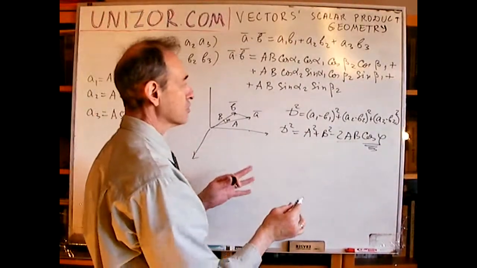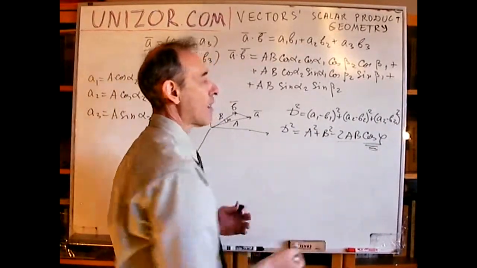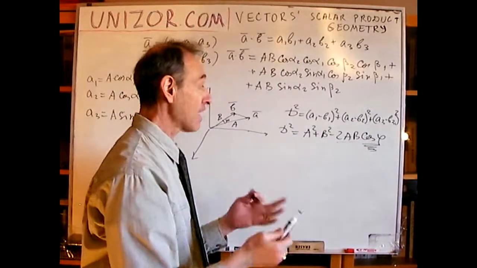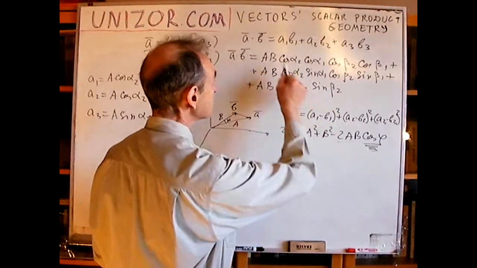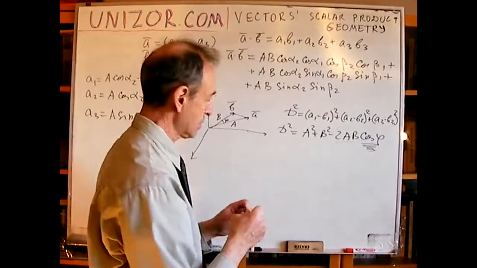So that's what I'm going to do. I'm going to calculate this and compare it with this, and that's how I will find cosine phi. And I will actually find that the cosine phi is equal to exactly this thing. I know this, right? So let's try.